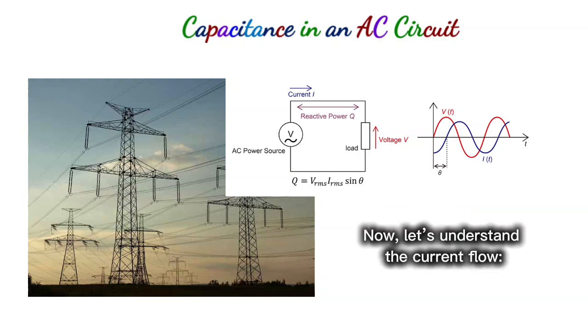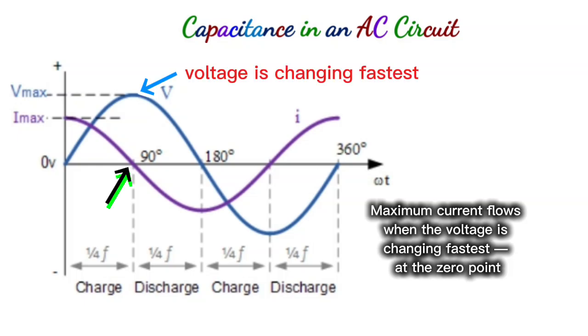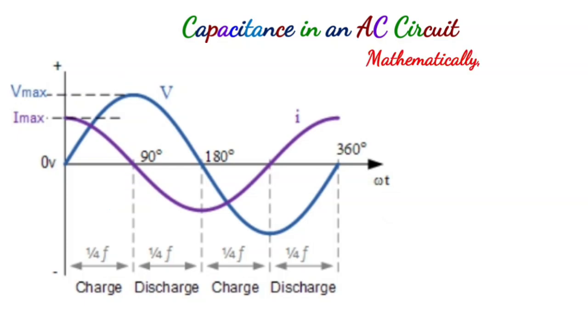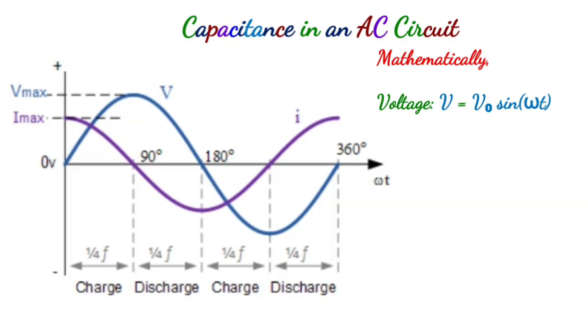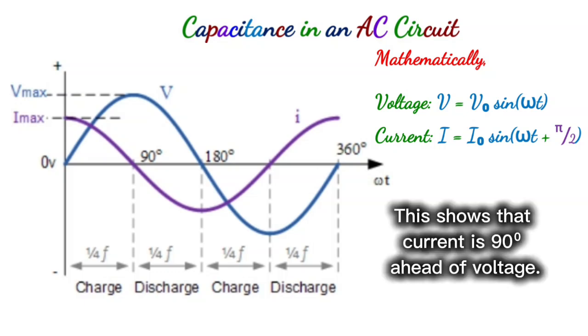Now let's understand the current flow. Maximum current flows when the voltage is changing fastest, at the 0 point. Zero current flows when the capacitor is fully charged at maximum voltage. Mathematically, voltage V is equal to V naught sine omega t. Current I is equal to I naught sine omega t plus pi over 2 radian. This shows that current is 90 degrees ahead of voltage.